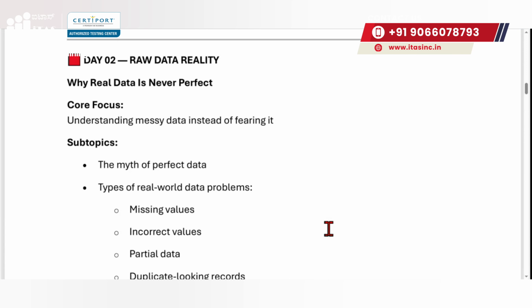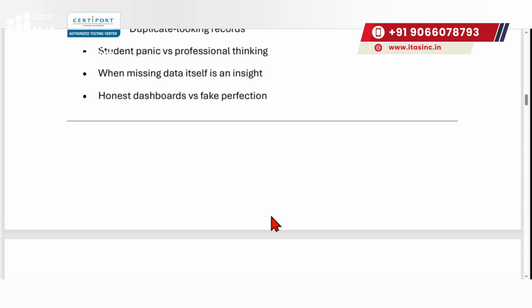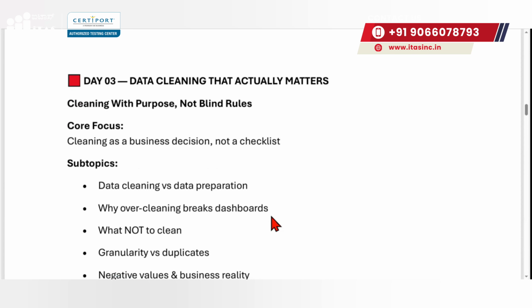Then in day two, we'll be discussing raw data reality. That means why real data is never perfect. Whatever data we are getting, the raw data will not always be 100% perfect. So what we have to do when we get the raw data, that we'll be discussing in this particular topic. The next topic is data cleaning that actually matters.